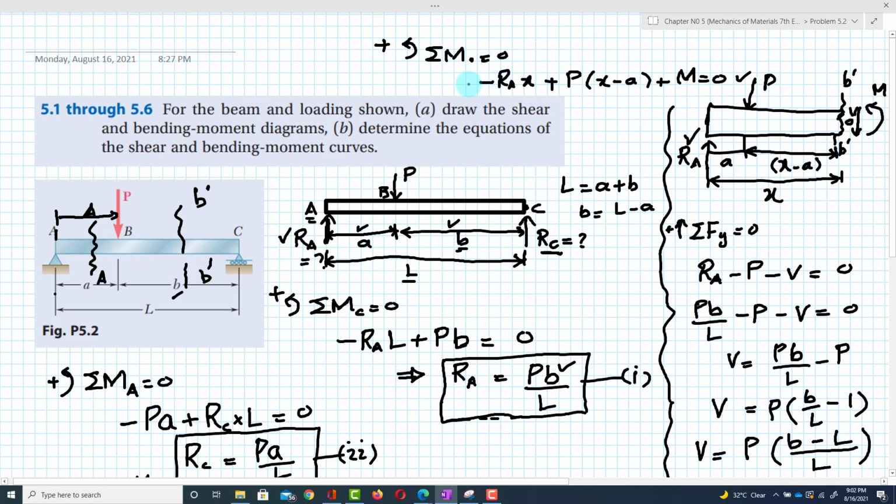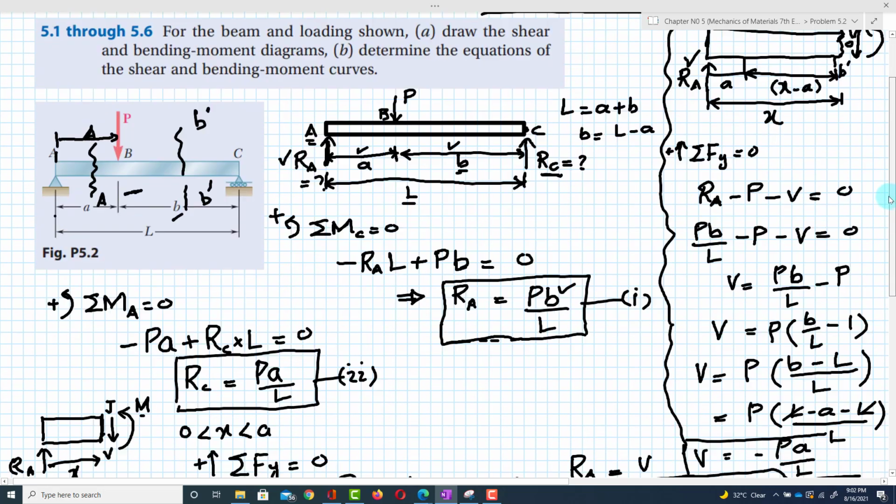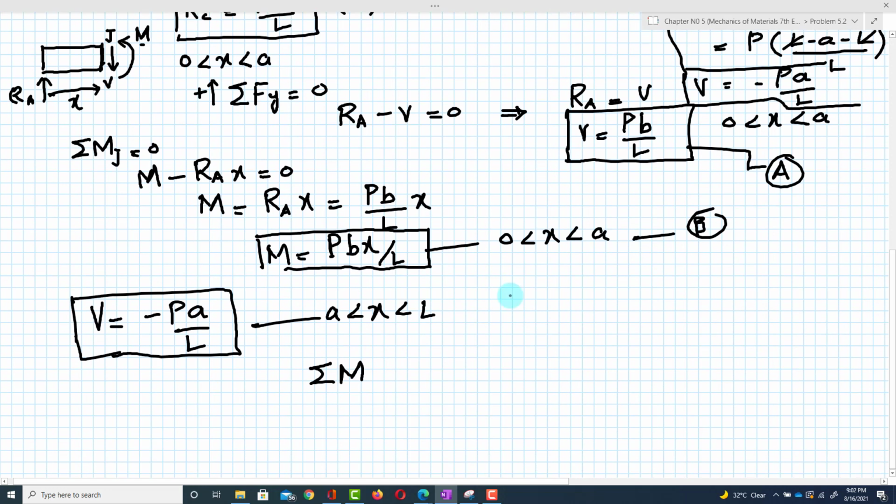So I will write this equation downward so that we can proceed further, and this equation is valid when X is greater than 0 and less than L. Let me correct it: X is greater than 0 and less than L.